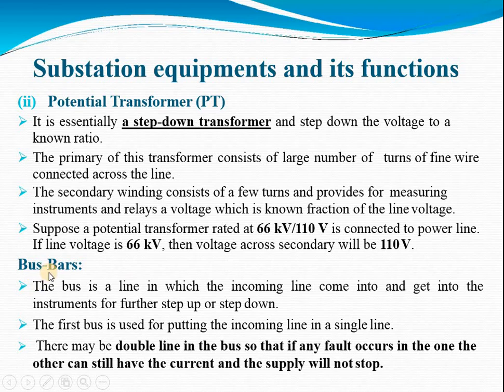The next important equipment is the bus bar. The bus bar is nothing but a piece of equipment, or you can say a transmission line, which carries power from one end to another end. The bus is a line into which the incoming line comes and goes into the instrument for further step up or step down. The first bus is used for putting the incoming line in a single line. There may be a double line in the bus so that if any fault occurs in one bus, the other can still have the current and the supply will not stop. So this is the advantage of a double line bus.